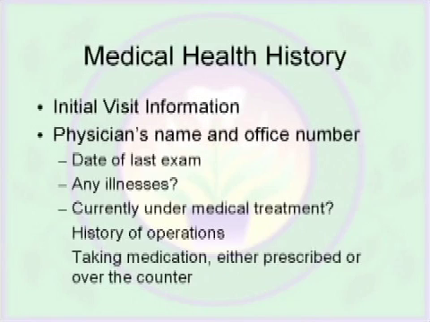So the medical history, initial visit, physician name, date of last exam, any illnesses that we need to know. Are you under medical care? History of operations, take medication, either prescribed or over the counter. On many of the new patients that come in, they have medical information that can go 3-4 pages. I actually ask the girls to ask the patient to type it out, so I don't have to write everything out. That takes up the whole appointment. So if you have their information written out and you can take a copy of it, put it in the chart, why not? And in your form, just say, look at additional information.